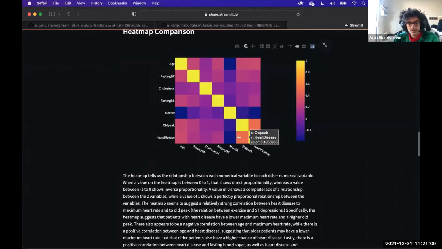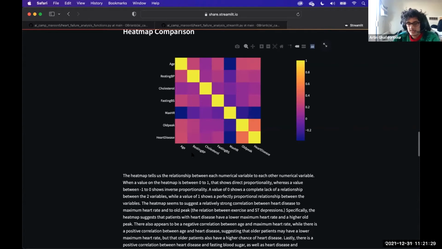So to be specific, the data suggests that patients with a lower maximum heart rate and a higher old peak are at a higher risk for heart disease. Equally as important is the relationship between age and heart disease. And the heat map suggests that a higher age causes a significant increase in the risk for heart disease.